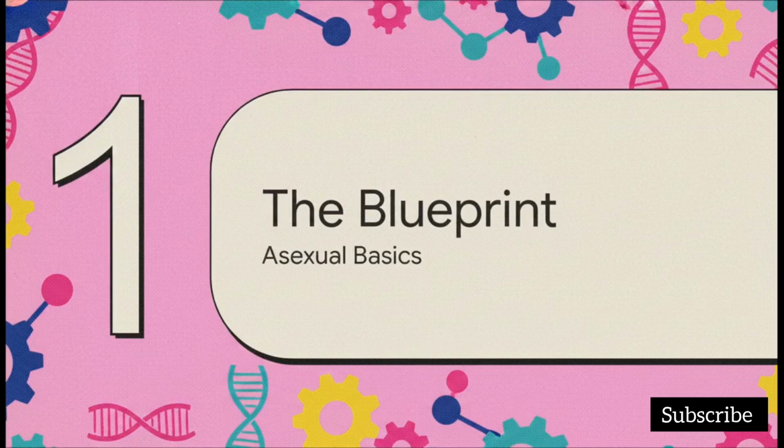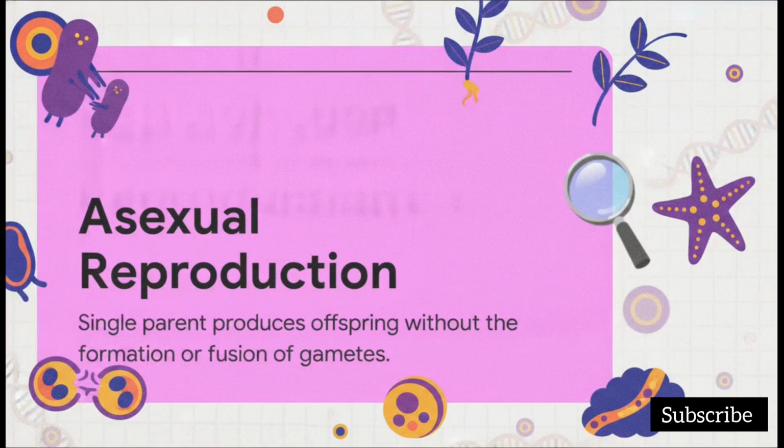All right, let's jump right into Section 1, the blueprint, understanding asexual basics. Okay, so what exactly is asexual reproduction? The crucial point is right here in the definition. It's a process that relies on just one, single parent organism. And notice that last part, without the formation or fusion of gametes. Since there is zero mixing of genetic material from a male and a female, the offspring produced are pretty much identical to the parent. In biological terms, they are clones.